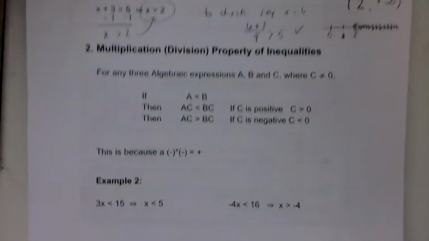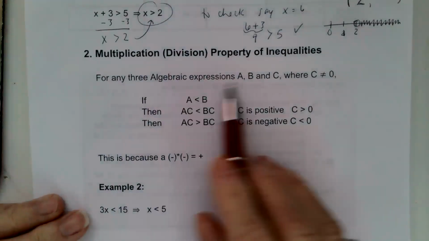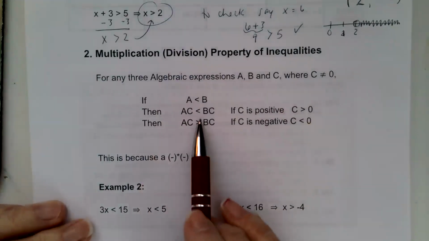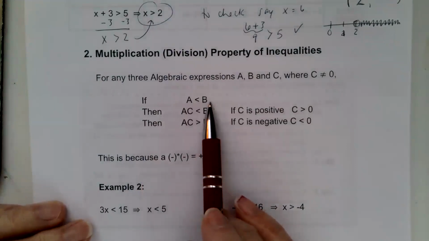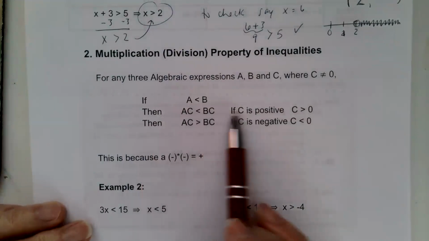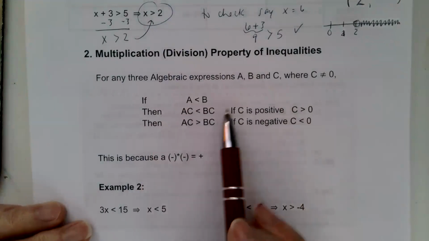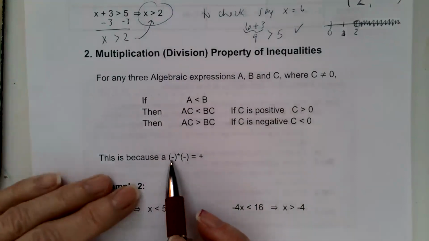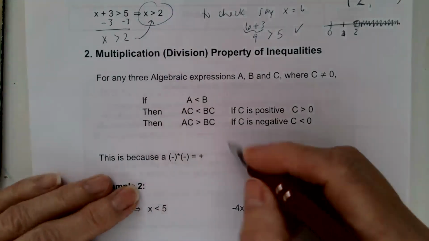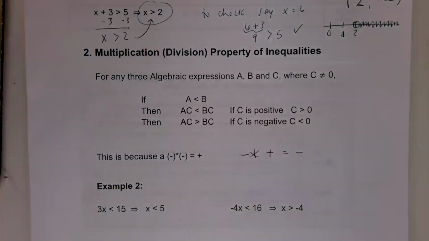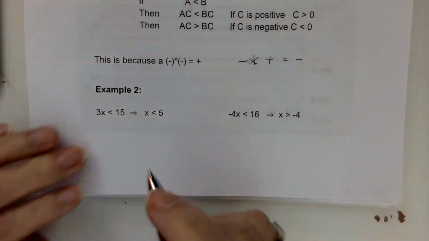Okay. Then we can also apply this with multiplication and division. So for any expressions A, B, and C, where C cannot equal 0, if A is less than B, I can multiply A times C, and it's still going to be less than B times C, as long as C is positive. If C is negative, then it changes my inequality because of the rule that a negative times a negative is a positive, and a negative times a positive is a negative. Okay, so let's look at a couple of examples on basic ones here.